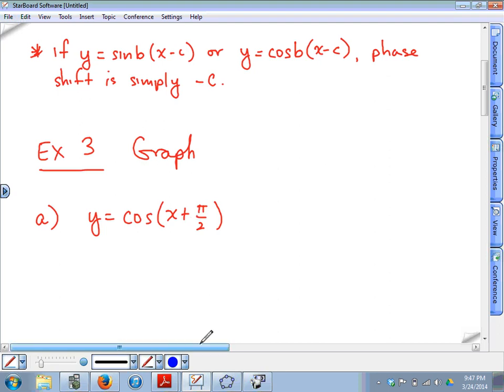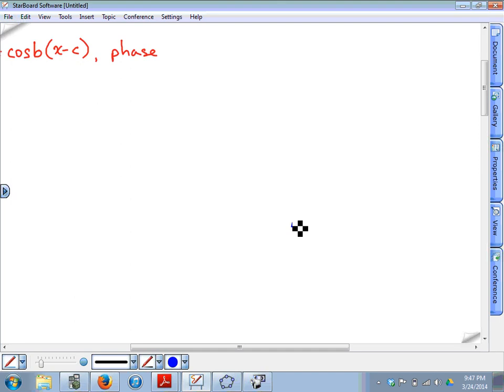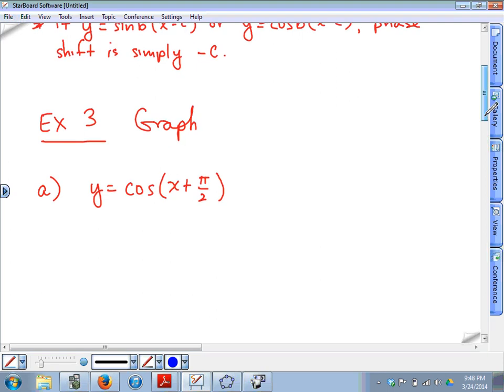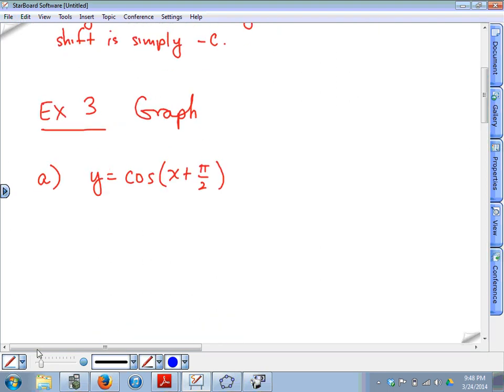Something you might be a little more familiar with: if the function were y equals x plus 2 to the second power, this plus 2 would move the graph to the left 2 units. Or if the function were y equals the square root of x plus 2, that moves the graph to the left 2 units. So this x plus pi halves is going to move the entire graph by a factor of pi halves.